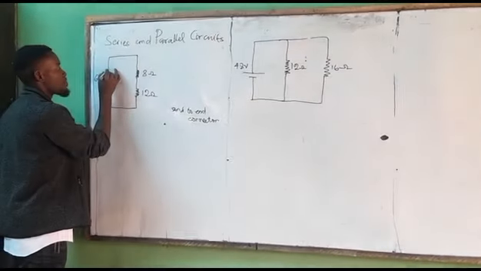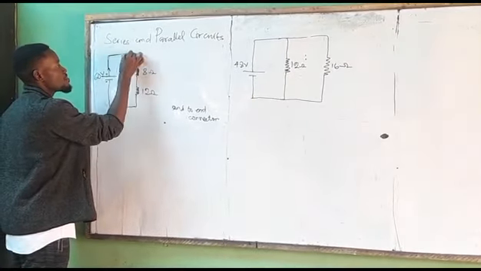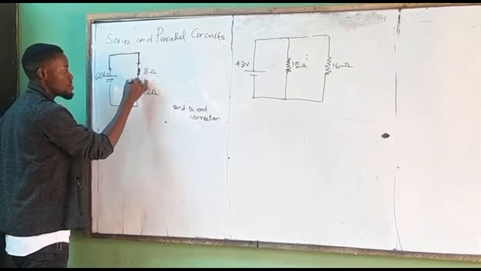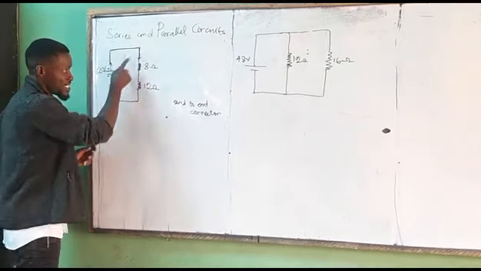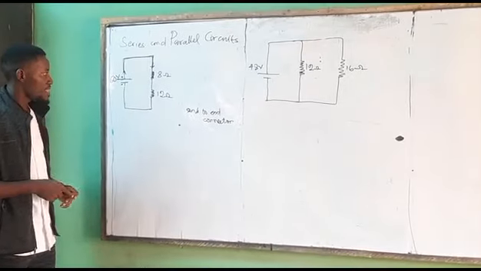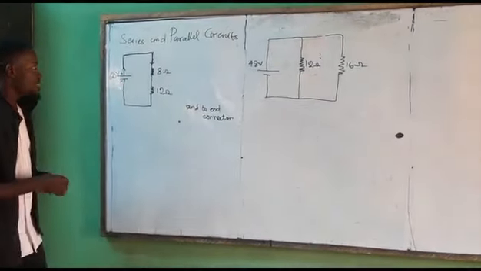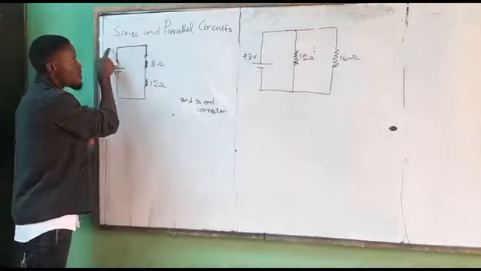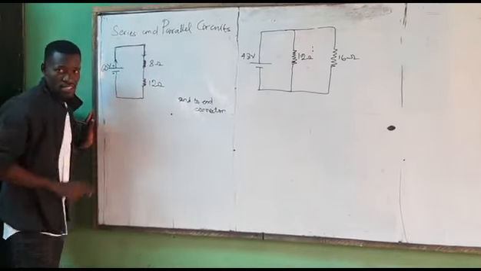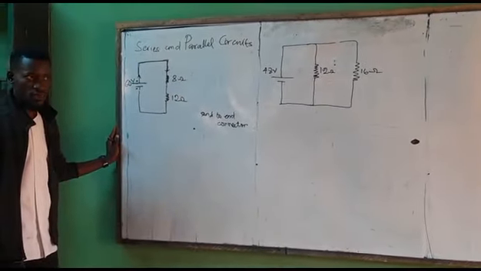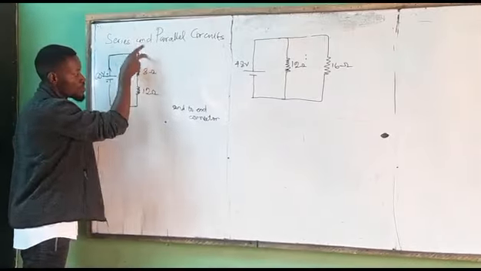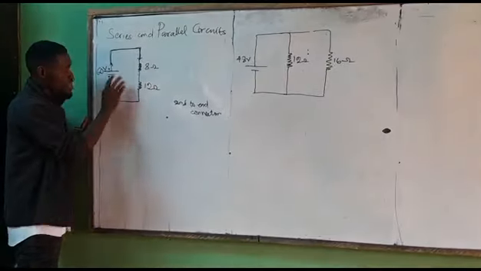Now, the current will start from here. It will move around here, go to this point, down to this point. So you can see that it only moves in a single path. And in a series connection, the current that moves belongs to all the resistors. Okay, the current that moves belongs to what? To all the resistors. So the current does not change.